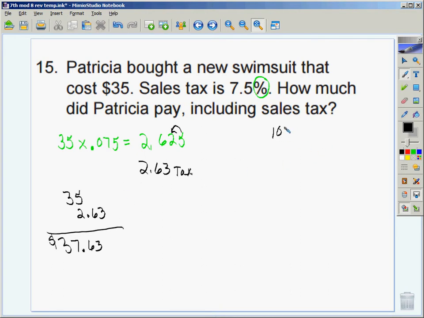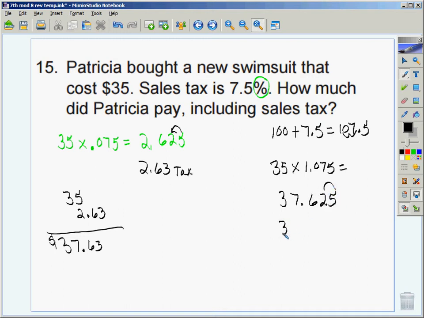Since you normally pay 100% and sales tax is an increase, you're actually now paying 107.5%, and you could have taken 35 times 1.075, moving that decimal point two places again. When I do that, 35 times 1.075, it's going to give me 37.625, and again, this is going to round up to $37.63. Either method is okay, whichever you can do the best. Questions on 15.